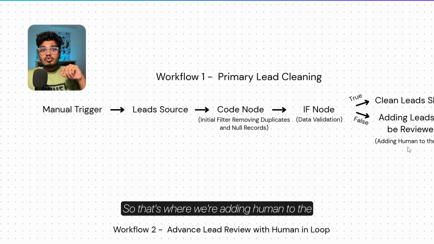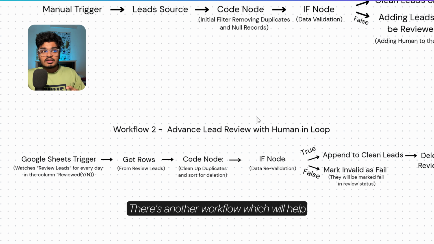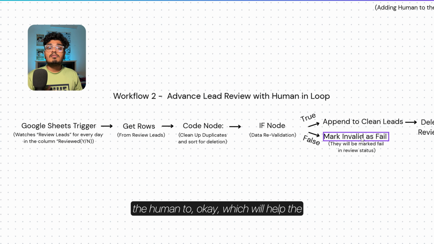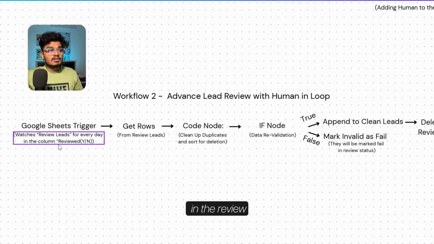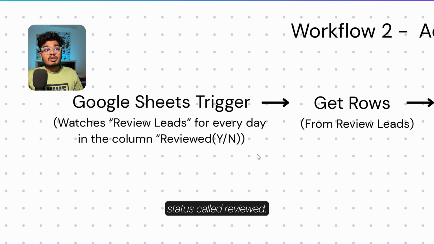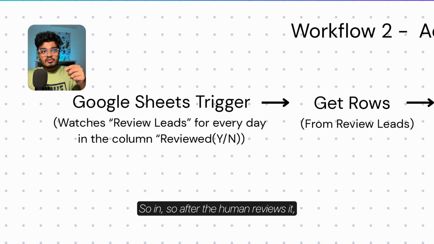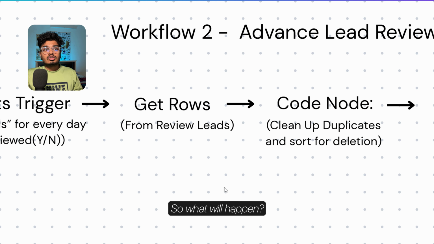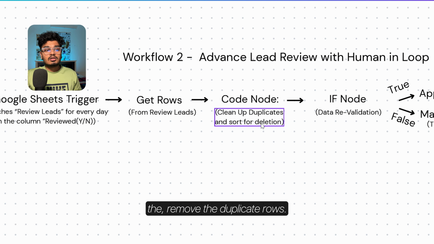So that's where we are adding a human in the loop. But we are not stopping there. There's another workflow which will help the human to automate this process. In the review lead sheet, there will be a status called reviewed. So after the human reviews it, he can put a Y in that column. So what will happen? It will get all the rows and remove the duplicate nodes.